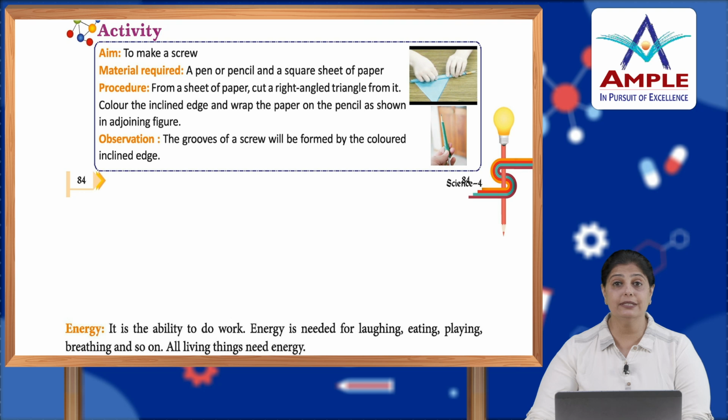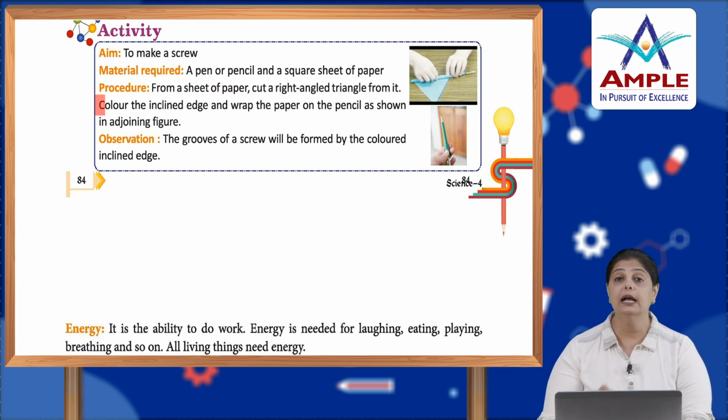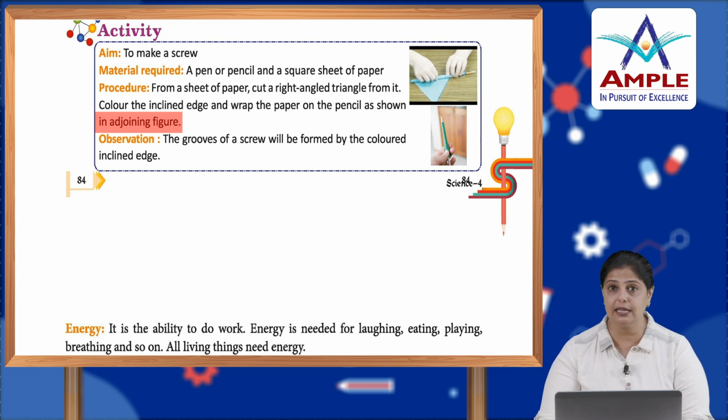Now, you have to do this activity here. Aim: you have to make a screw. Material required, a pen or a pencil and a square sheet of paper. So, what you do is, from a sheet of paper, cut a right angle triangle. Color the inclined edge and wrap the paper around the pencil. So, you have to color the inclined edge towards that side, and then you have to wrap the paper on the pencil as shown in the adjoining figure.